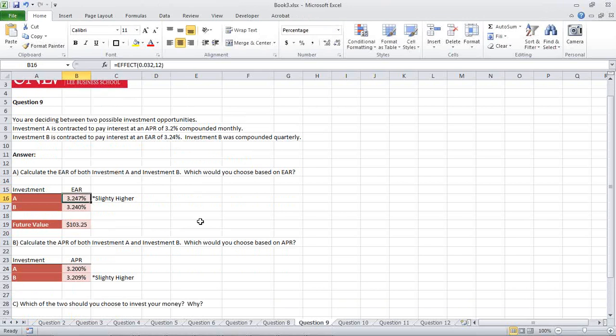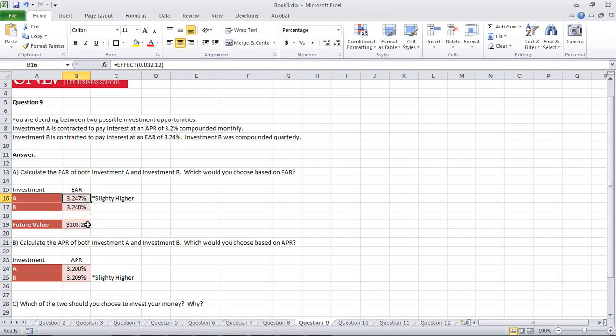For investment A, we're going to be using the effect formula. We'll be taking that 0.032 as the percentage or nominal rate, and we'll be using 12 as our NPERY, or periods per year, giving us a 3.247 rate versus the 3.24, which is given to us in the problem. As you can see here, this one is slightly higher, and if we were going to choose based off this EAR only between these two, you would obviously take the higher one than the lower one.